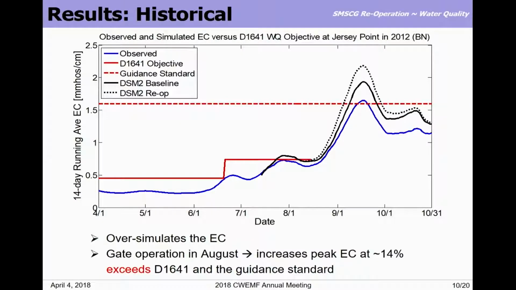We admit, as you can see, we overestimate Jersey Point EC, you see here and here, but even accounting for that, the real operation is still going to break this. For the starting period, like D1641, the regulation, it's okay because the EC rising is from late August. So bear in mind, that's what's going to affect our forecasting modeling.